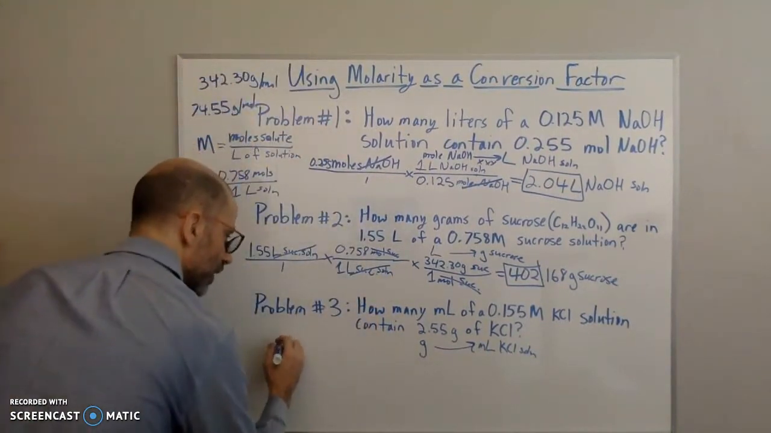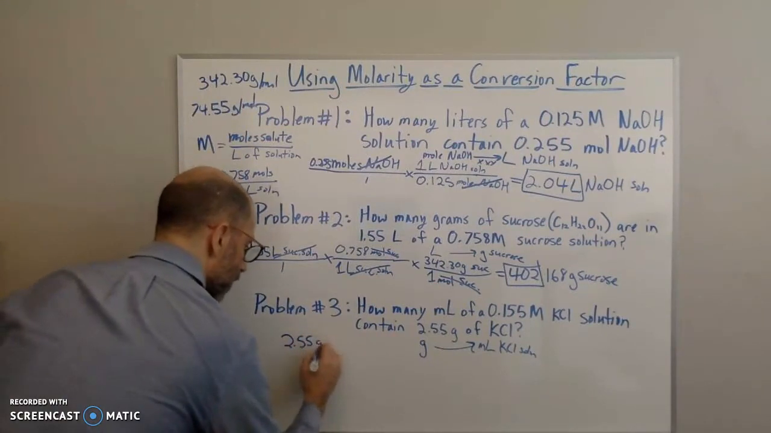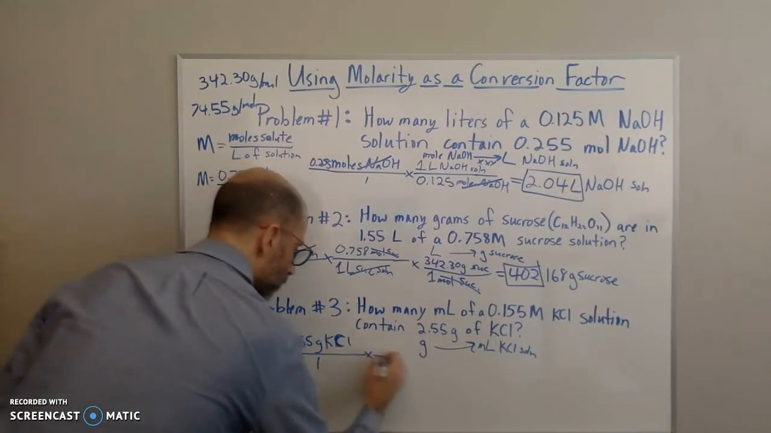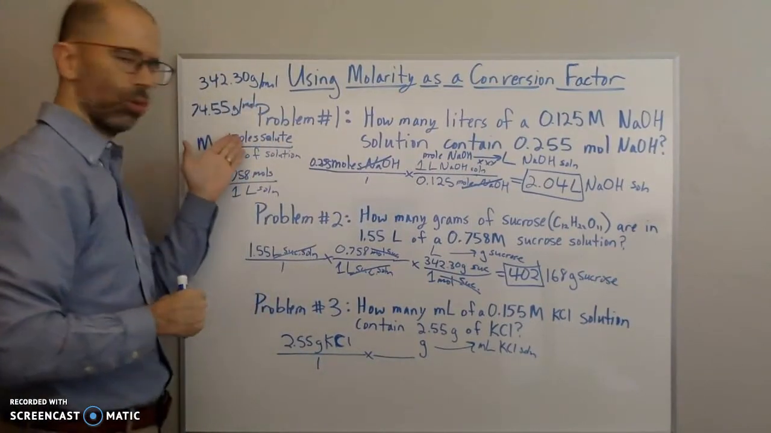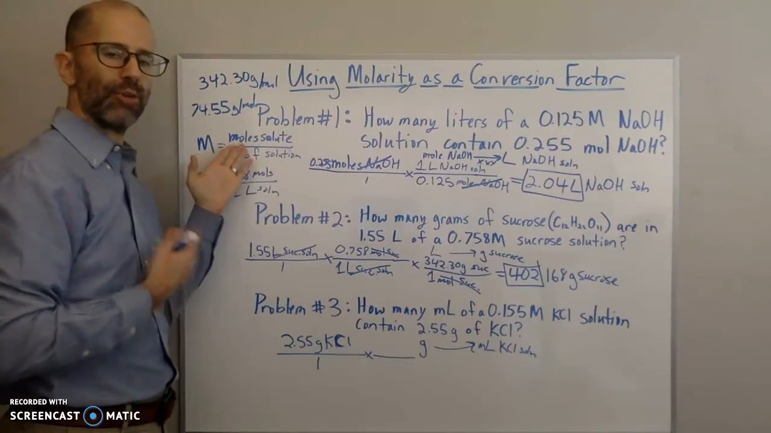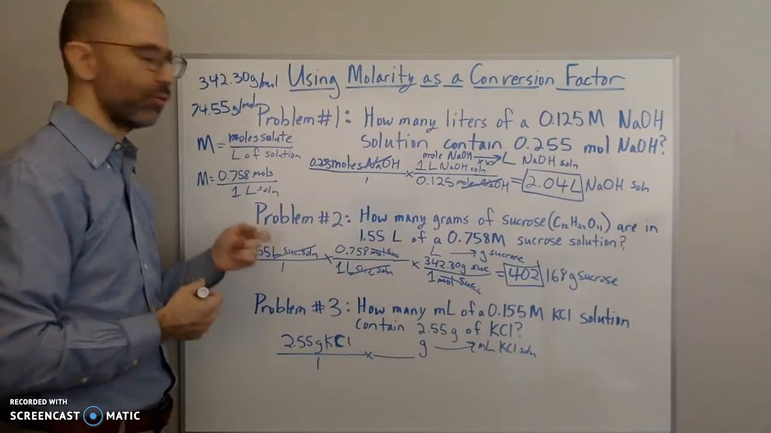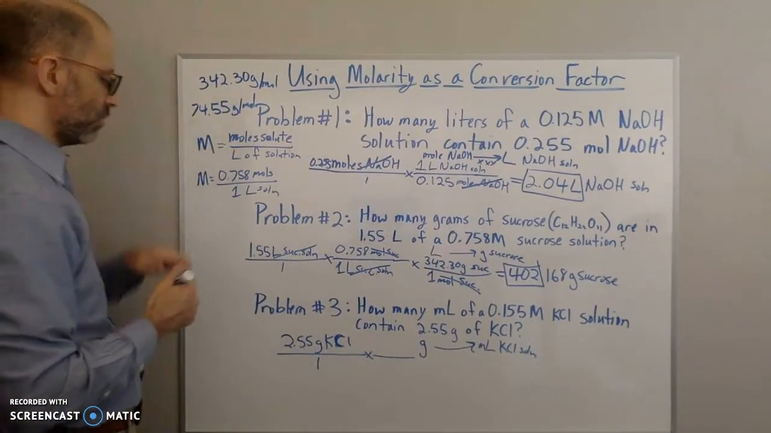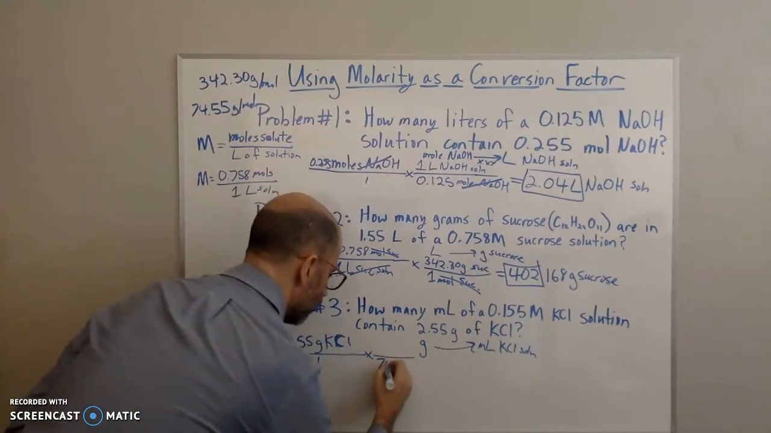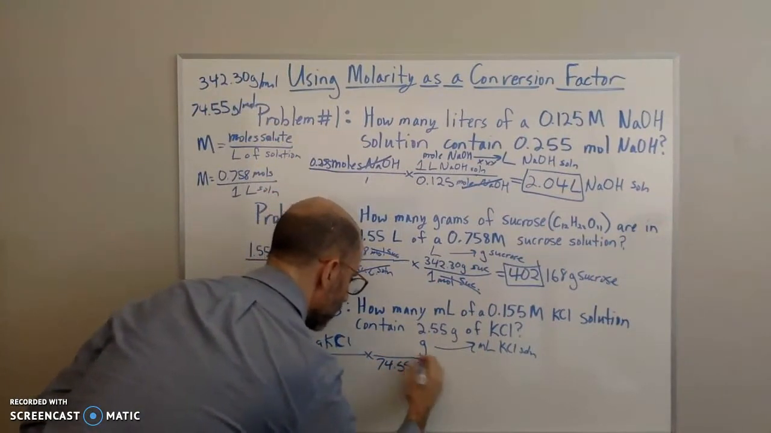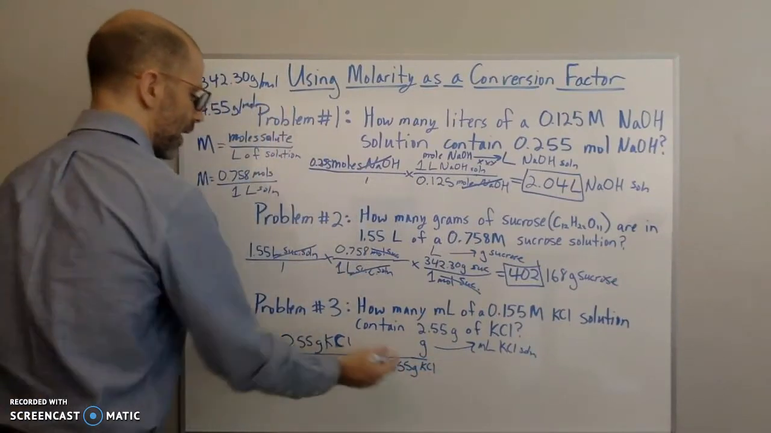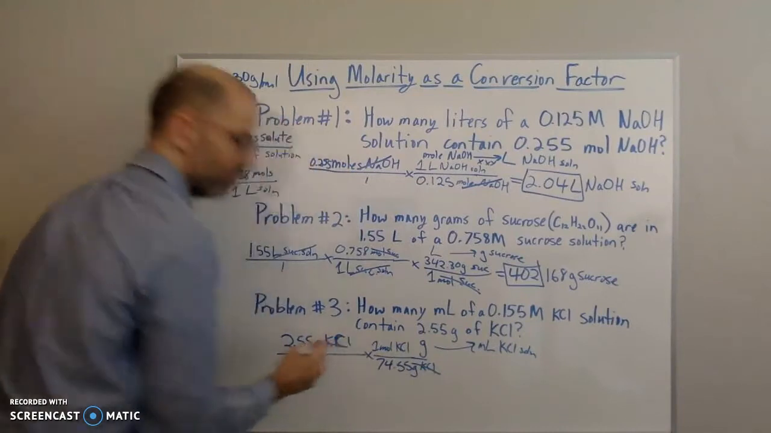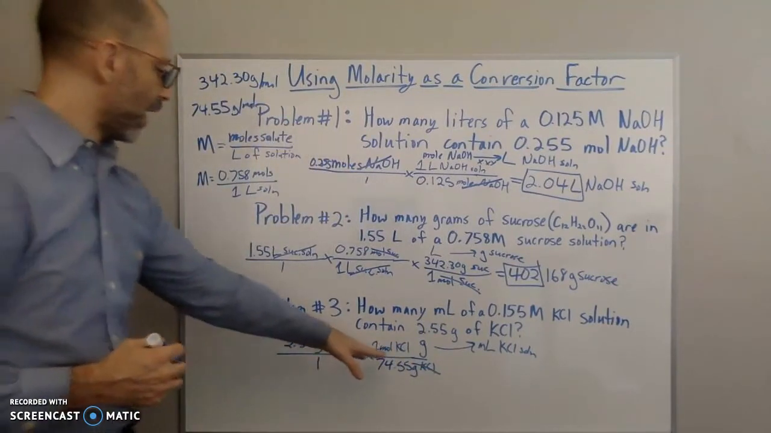So we're going to set up our conversion again. We have 2.55 grams of KCl, and we're going to put that over 1. Now, in order to use molarity, again, molarity is moles of solute to liters of solution, but we have grams of solute. So we need to convert grams to moles first if we're going to use this. So we have to use the molar mass. I have the molar mass of KCl here, 74.55. So that's 74.55 grams of the KCl and 1 mole of the KCl on top. So grams of KCl cancel out. Now I have moles of KCl.